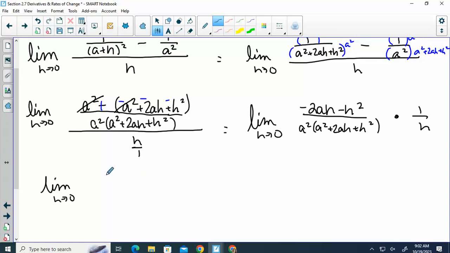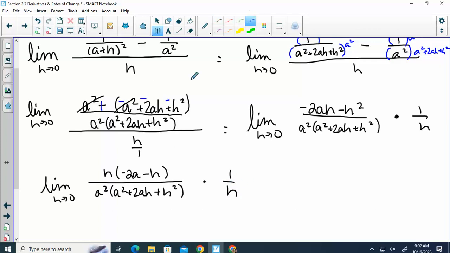If you don't see it on the top, we have a greatest common factor of h. So if you took out an h, now I can cancel one of those h's from each of them. So I took out the greatest common factor on the top, which was an h. And we can take an h out of both top and bottom.